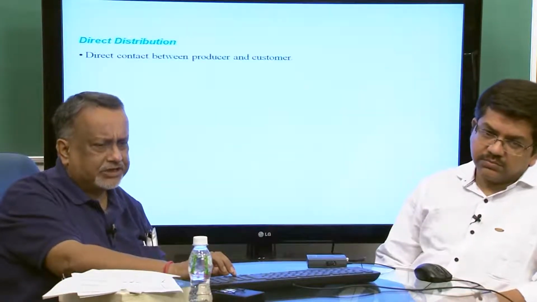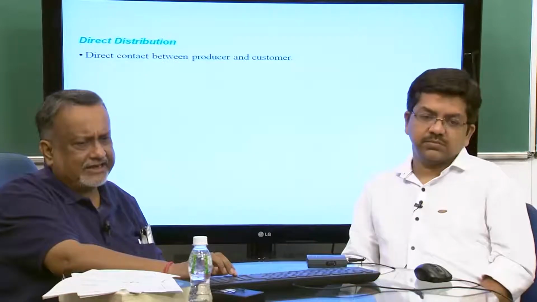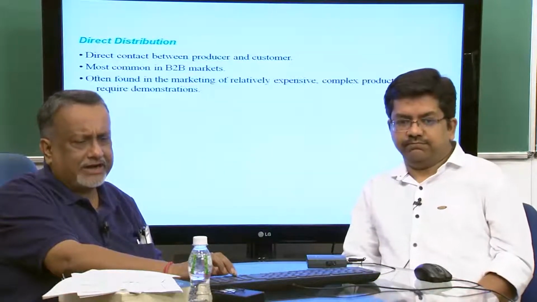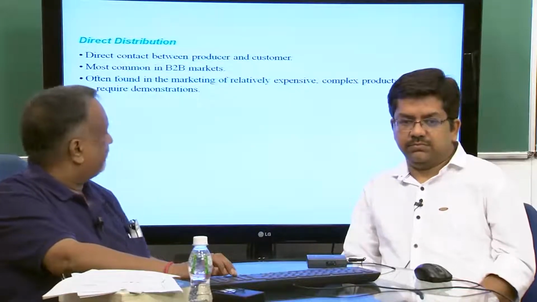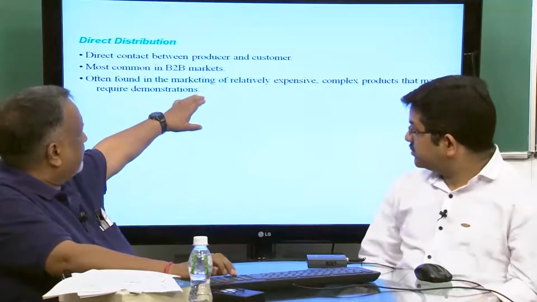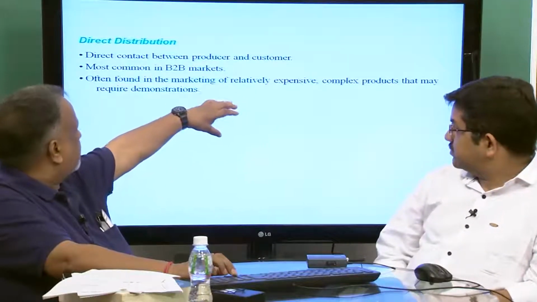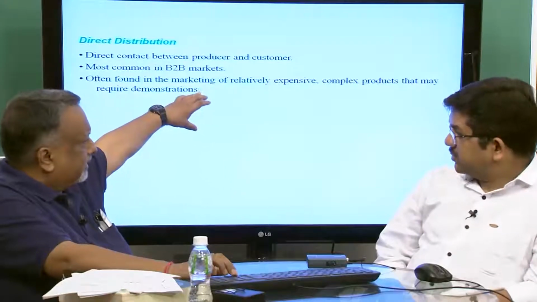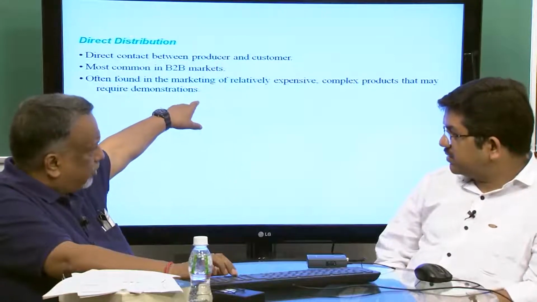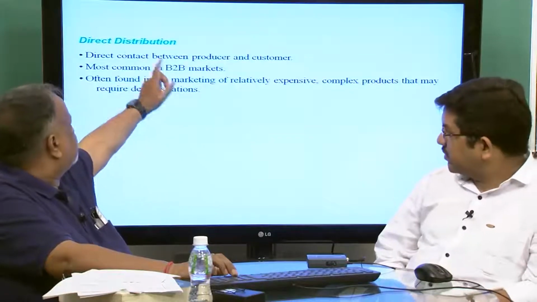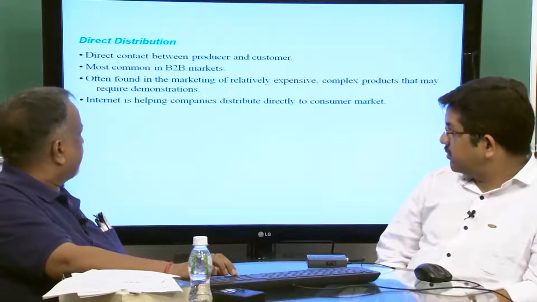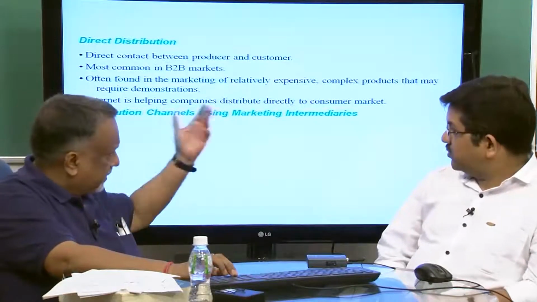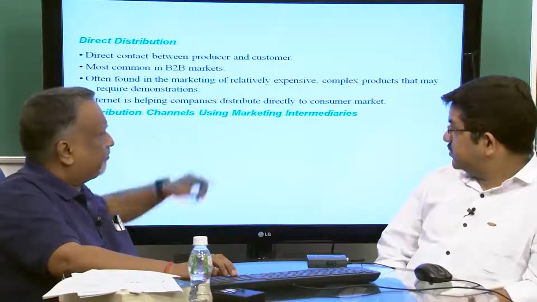So, we have direct distribution, which we have discussed: the direct contact between producer and customer. This is most common in B2B markets, as we have discussed. And then we have even relatively expensive complex products that may require demonstration, etc. For example, capital goods and also very high value consumer durables, we may see direct distribution, but the internet is helping companies to distribute directly to the consumer market even these kinds of complex products.